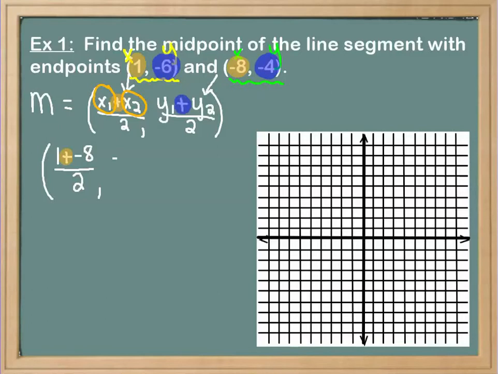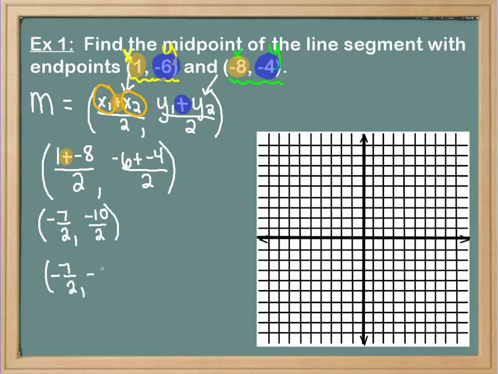So I get -6 plus -4 divided by 2. And now we're going to simplify. 1 plus -8 is -7. -6 plus -4 is -10. I cannot reduce -7/2, but -10 divided by 2 is -5. So the midpoint is -7/2, -5.